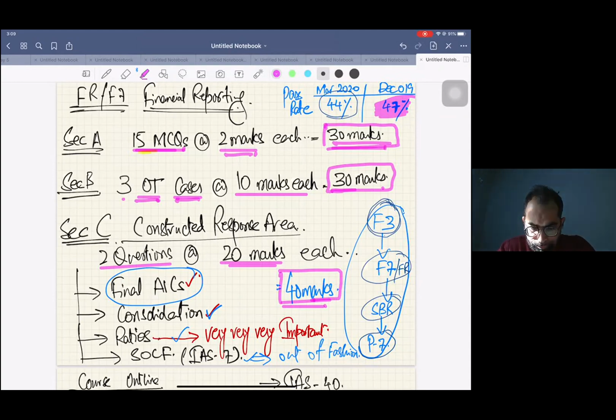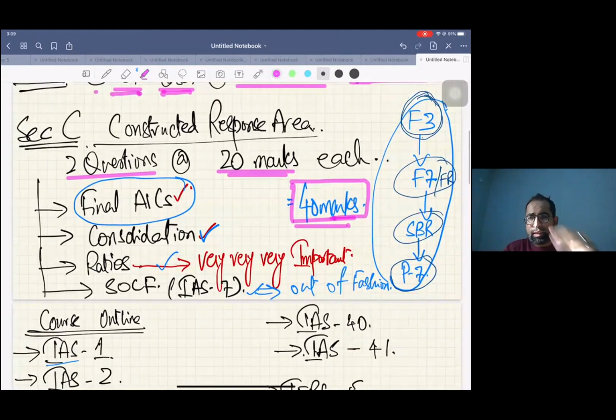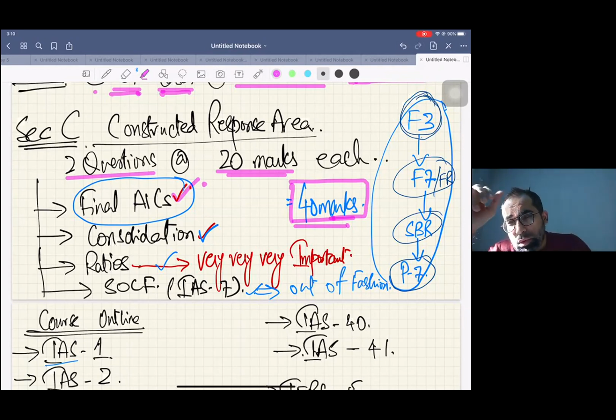Now, which areas come from section C? In section C, you may get, first of all, a final account question of 20 marks. Now, what is a final account question? I hope you remember F3 company accounts. When you were doing the company accounts topic, your teacher used to teach you like this: a trial balance is given and a few adjustments are given.